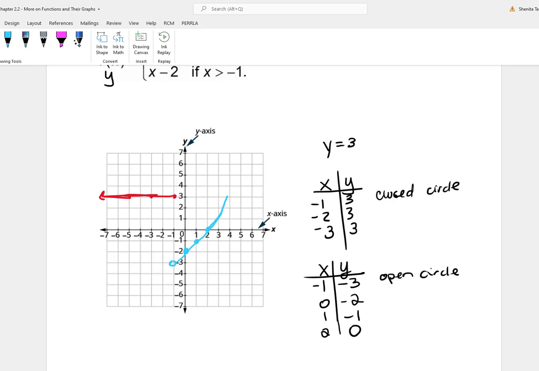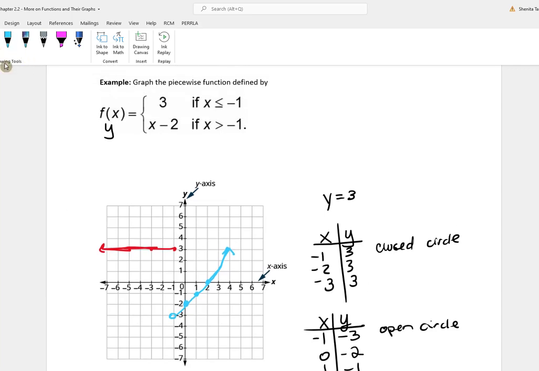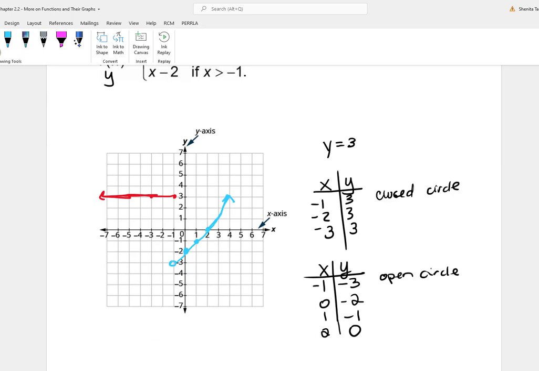Oh, that was really crooked. There you go. All right. So that's a piecewise function. As you can see, it's done in pieces.